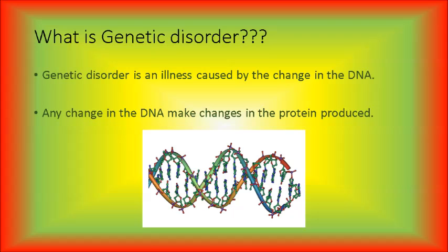Now let us talk about what a genetic disorder is. A genetic disorder is an illness caused by a change in the DNA. Any change in the DNA makes changes in the protein produced. These mutations, which are the changes to the DNA, can be due to an error in DNA replication or due to environmental factors such as cigarette smoke.